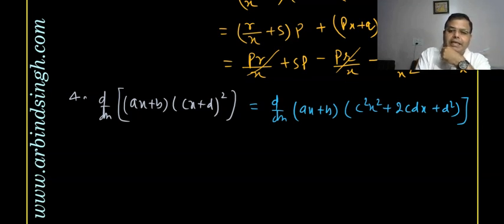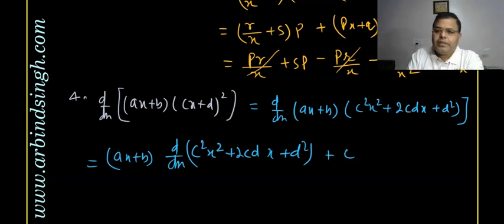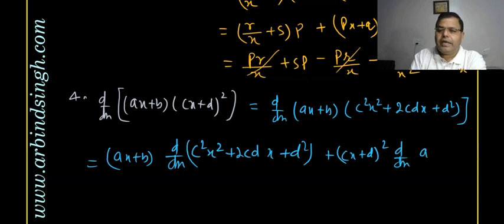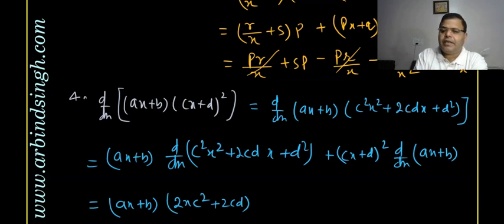So what will happen then? In that case, it will be (ax plus b) into dy dx of (c square x square plus 2cdx plus d square), plus (cx plus d) whole square into dy dx of (ax plus b). So I can write here (ax plus b), and the derivative of x square is 2x, so 2x c square plus 2cd. The derivative of x is 1 and d square is a constant, so its derivative is 0. Now (cx plus d) whole square, and the derivative of ax is a, and the derivative of b is 0. So that will be the answer.